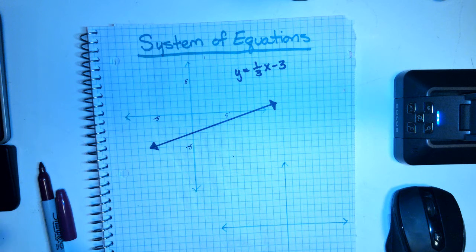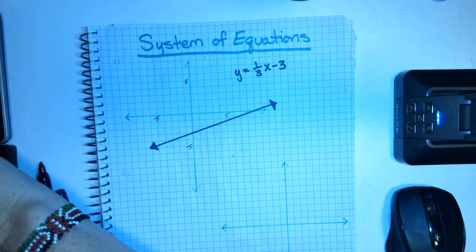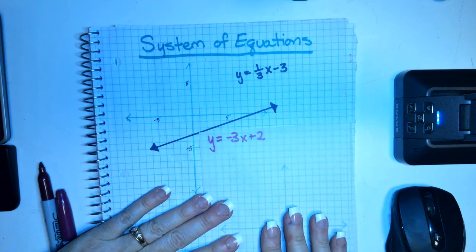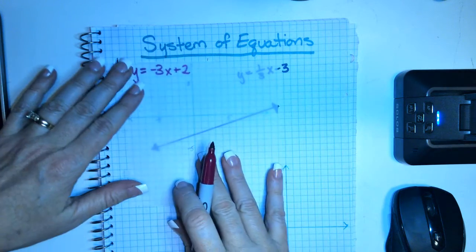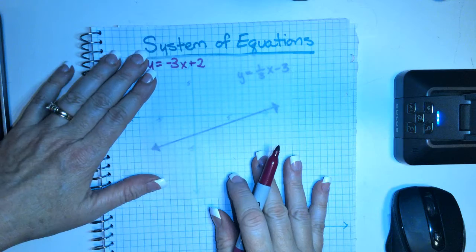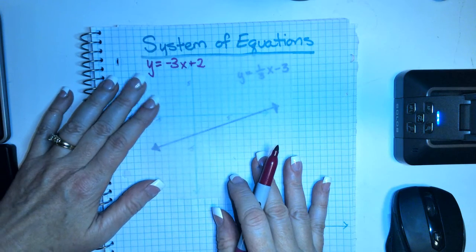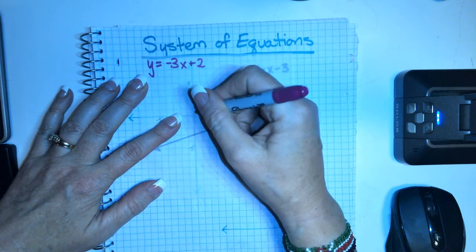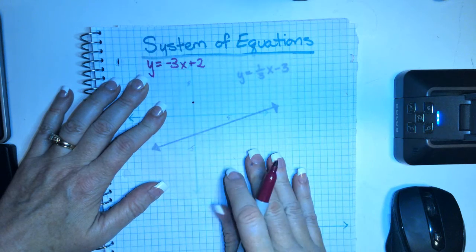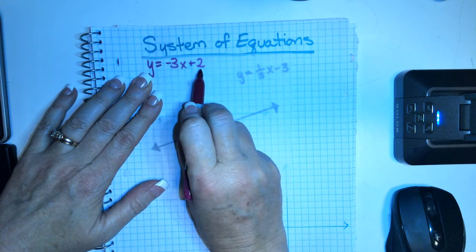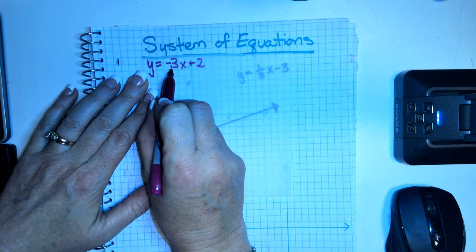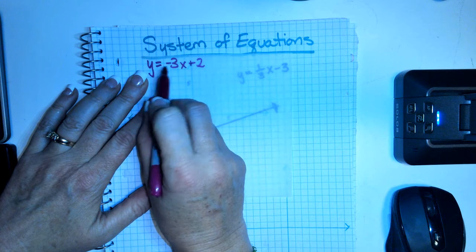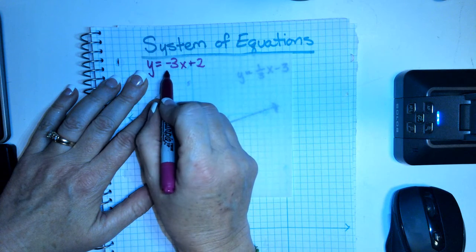Using another example, this time I'm going to look at y equals -3x plus 2. So to plot this one, I'm going to start at +2, which is right here, 1, 2. That's my y-intercept. I get that from this number here. And then my slope is the coefficient of x, which is -3. My slope is -3, not -3x.